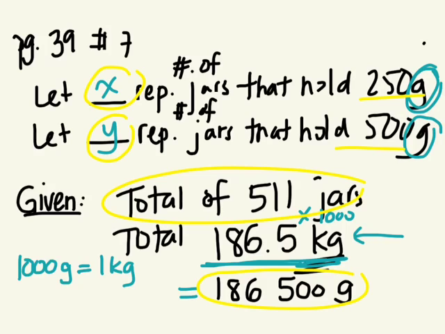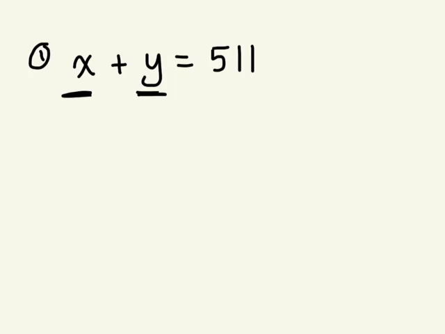I know that I have a total of 186,500 grams that I can store. This is storage space of almond butter. Some of it's going to go into this jar and some of it into this jar. For each of the first jar, it holds 250 grams. For each of the second jar, it holds 500 grams. Altogether, we can hold a total of 186,500 grams. So we need to come up with the second equation. Yep, 250x plus 500y. Okay, good.